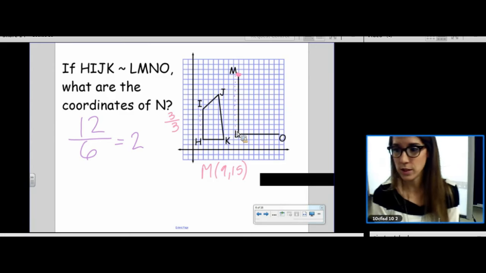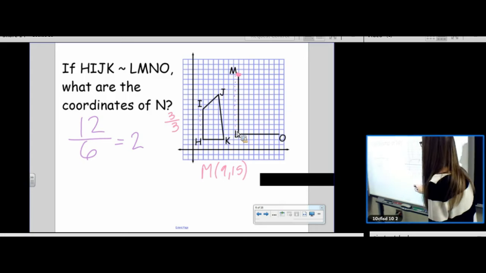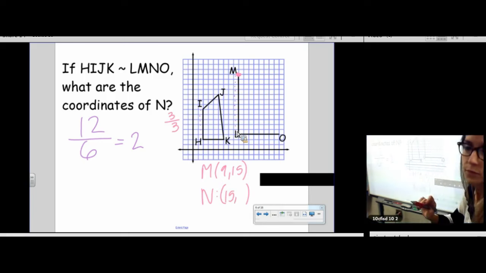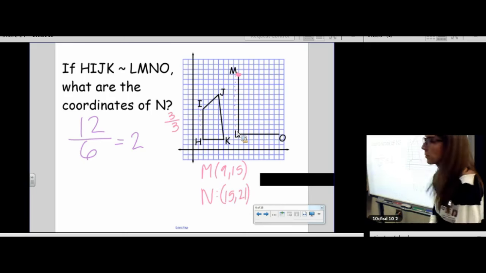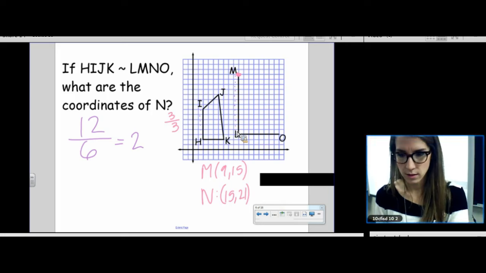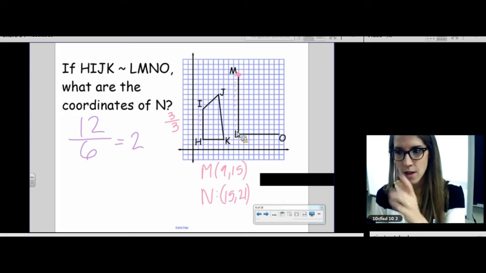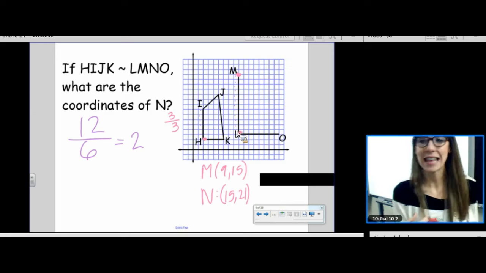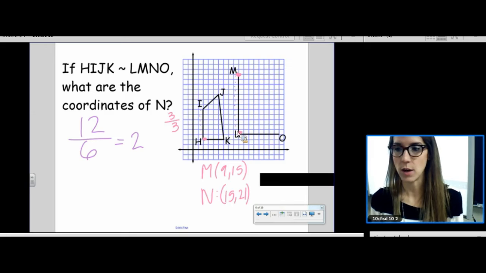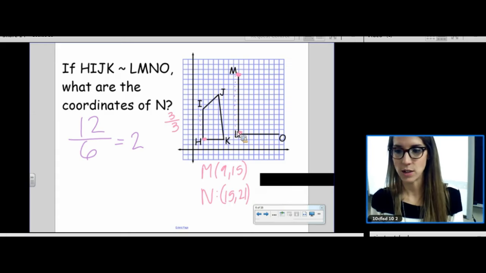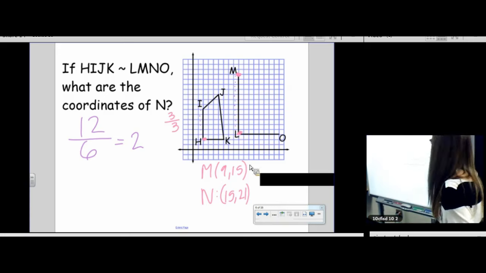This will probably be a multiple choice question on your test. What would the coordinates of N be? 15, 21. Okay, so let's talk about what we did there. Step 1, what did we do? We found the scale factor. We didn't use the coordinates to find the scale factor. We used the side lengths. We picked a vertical side. You could have picked the horizontal one. Then we found the rise and the run, and we multiplied the scale factor by the rise and the run.